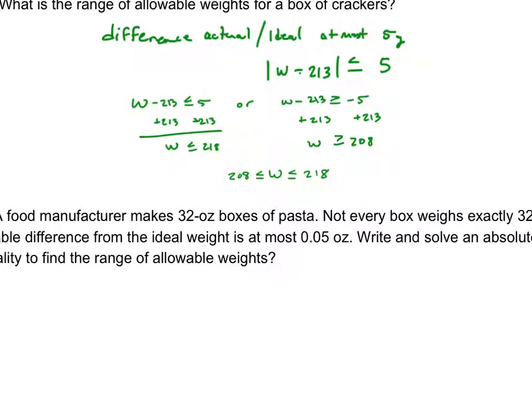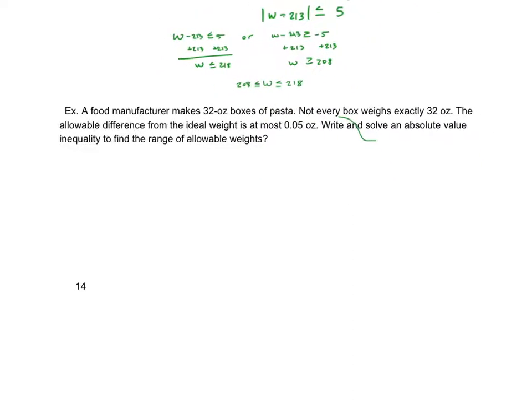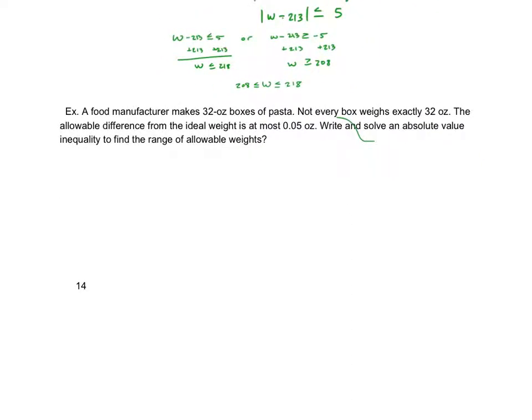Okay, so looking at this next problem, we have a food manufacturer that makes 32 ounce boxes of pasta. Not every box weighs exactly 32 ounces, imagine that. The allowable difference from the ideal weight is at most 0.05 ounces. At most, right? Can't be any more than 0.05 ounces. Write and solve an absolute value inequality to find the range.